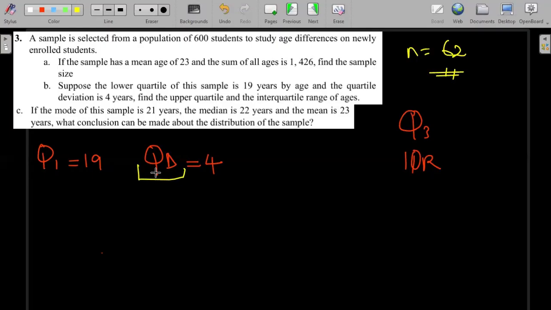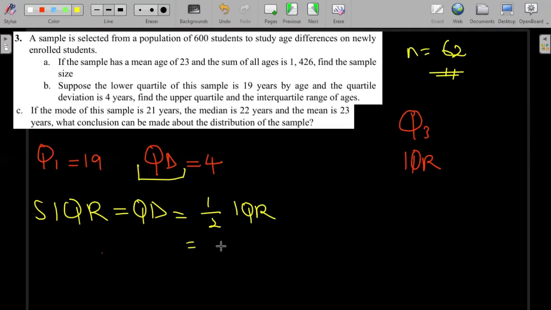Most of you know the quartile deviation by another name. The quartile deviation is the same as the semi-interquartile range. The semi-interquartile range is simply 1/2 multiplied by the interquartile range. But this interquartile range, we know it's Q3 minus Q1. So we have this formula here.